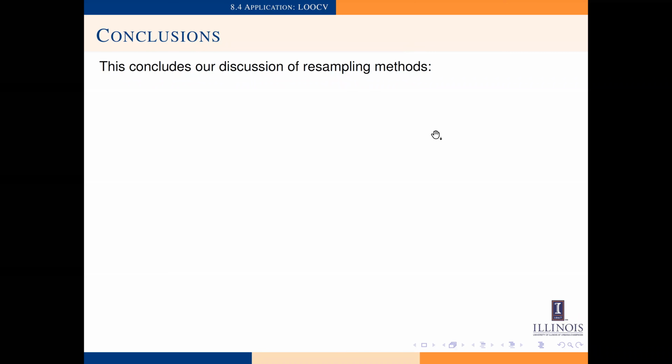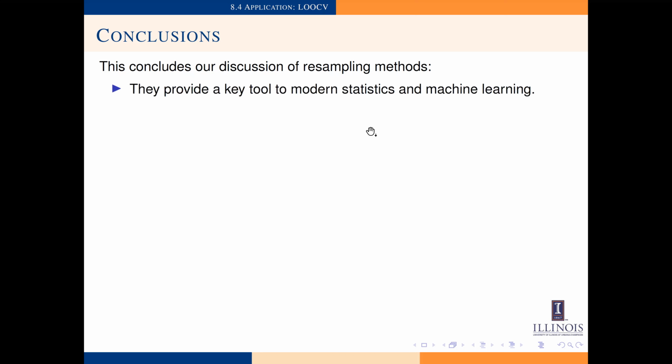This concludes our discussion of resampling methods. You can see that they provide a key tool to modern statistics. For example, if you're interested in hypothesis testing, constructing confidence intervals, or approximating the bias and standard error of estimators, and in machine learning or statistical learning, where you're interested in model selection and estimating the errors.